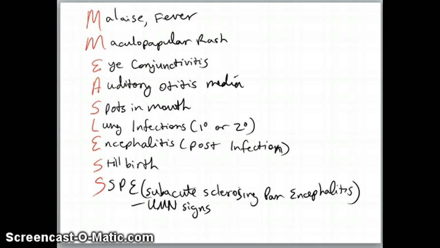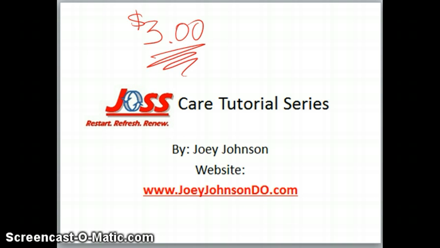Something I didn't talk about was my mnemonic for measles. I just wanted to highlight this. Notice that I have two M's here and two S's there. Measles can cause malaise and fever, maculopapular rash, eye conjunctivitis, auditory otitis media, spots in the mouth, which are your Koplik spots, lung infections, either primary or secondary, encephalitis, that's usually post-infection, stillbirth, or SSPE, which is subacute sclerosing panencephalitis. That's going to give you upper motor neuron signs if you get that. It's not very common, but just to throw that in there for completeness.